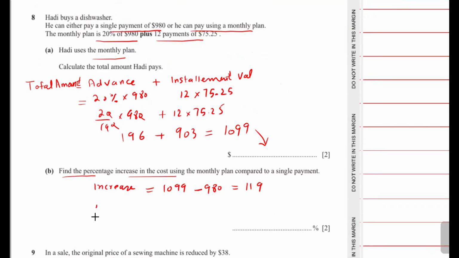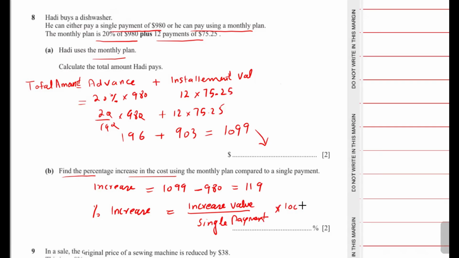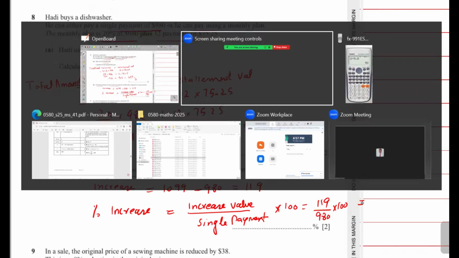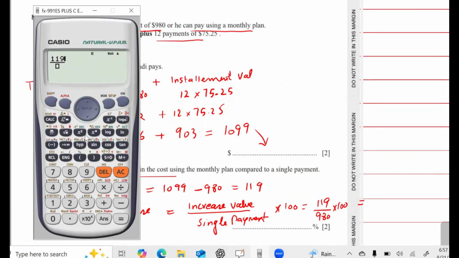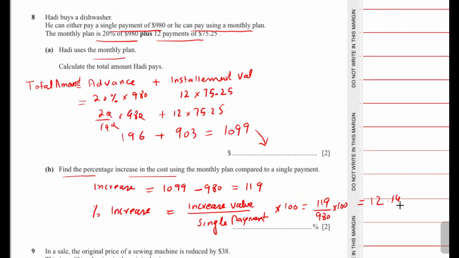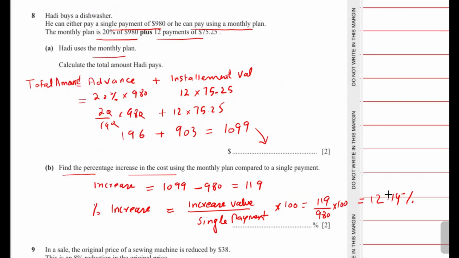And we have to calculate percentage increase. This will be equal to increase value over single payment multiplied by 100. Increase value is 119. Single payment here is 980, multiply by 100. This is equal to 119 over 980 multiply by 100. This equals 12.14%. This is the percentage increase.